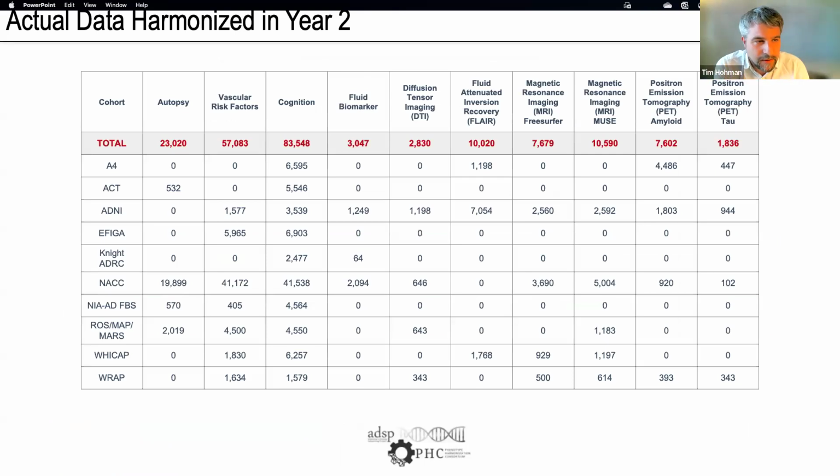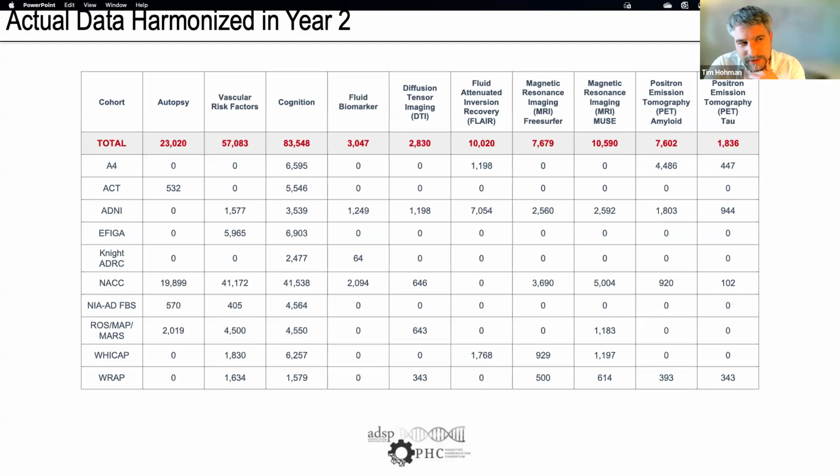So this is the overall harmonization across each of these domains. These are all the participants. These are participant numbers, not visits. All the participants that were included in our harmonization that was released last year. You can see we had cognitive data harmonized for more than 80,000 participants. We had images for more than 10,000 participants that were harmonized for this project. And you can see across the different cohorts how those numbers lay out.